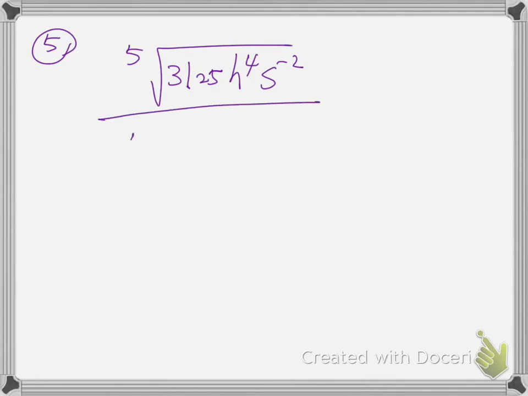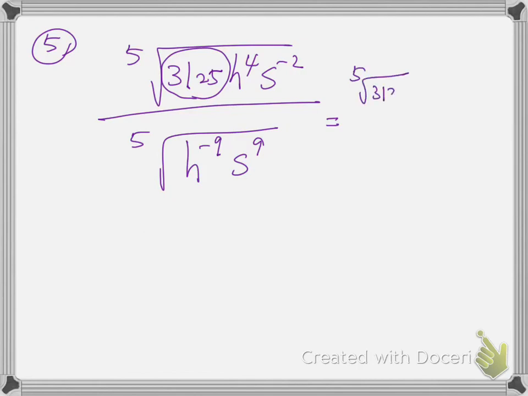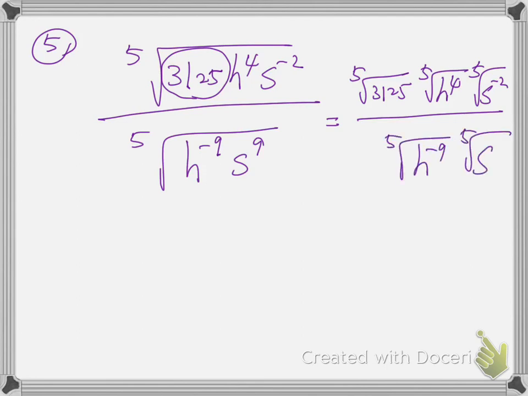Our last example. Some questions in the web work have a very big number. The 5th root of 3125 h to the 4 s to the negative 2 divided by the 5th root of h to the negative 9 s to the 9. When you rewrite this, this is the 5th root of 3125, the 5th root of h to the 4, the 5th root of s to the negative 2, divided by the 5th root of h to the negative 9, the 5th root of s to the 9.